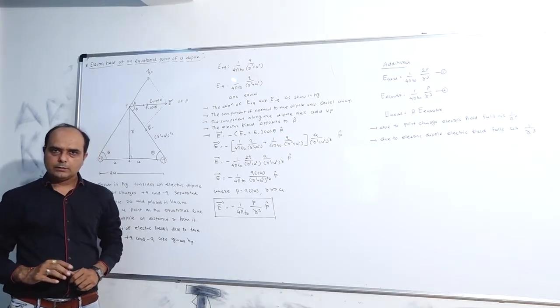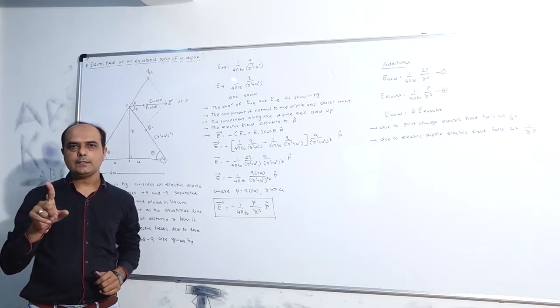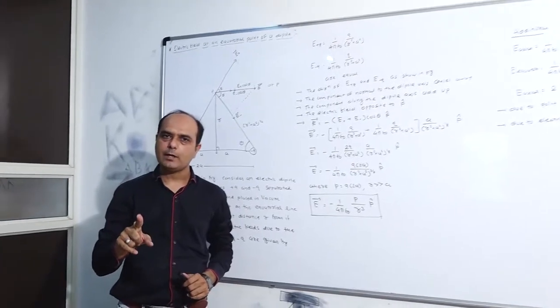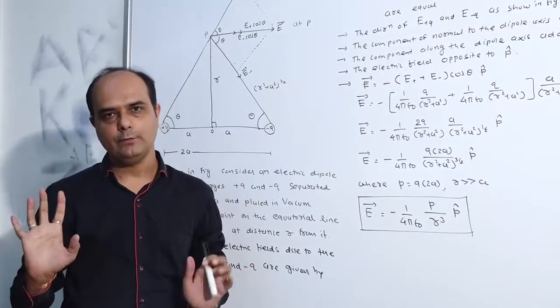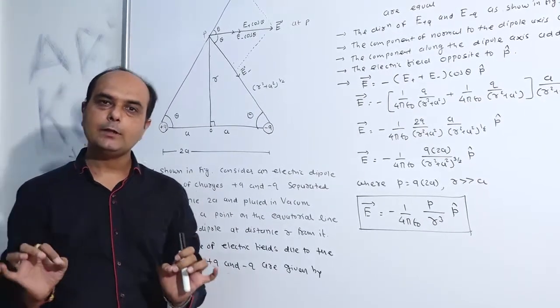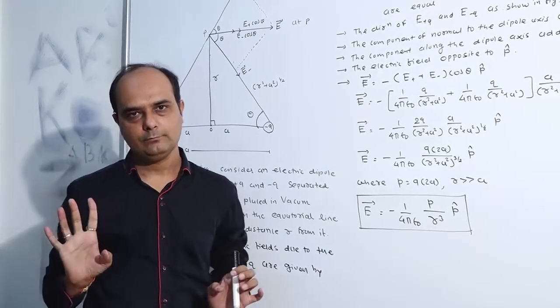Well, student, we had completed the theory about the electric field on the axis of the dipole, and the answer for the axis of the dipole is given by 1 upon 4 pi epsilon 0 into 2p upon r cube. Now, similarly, there is a next topic: calculate the electric field on the equatorial point of the electric dipole.